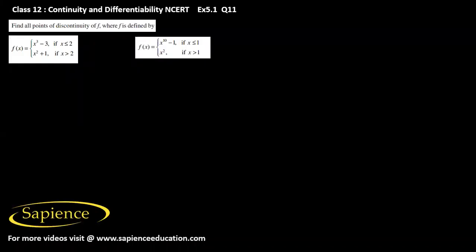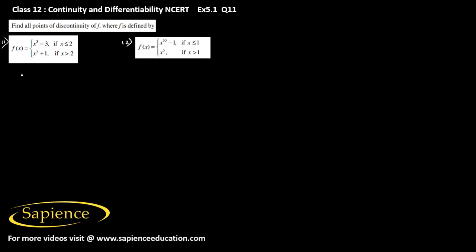So here we have to find all the points of discontinuity of f, where f is defined by f of x equal to x cube minus 3 if x is less than or equal to 2, and x squared plus 1 if x is greater than 2. So this is question number 11, and this is question number 12. So first, let us solve the 11th one.